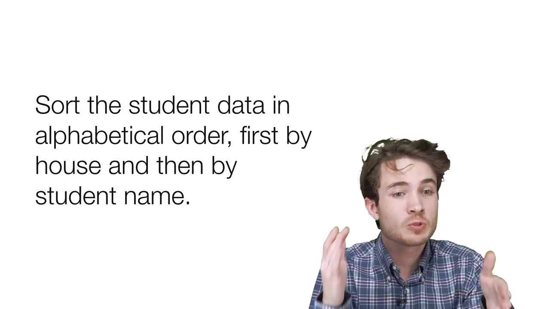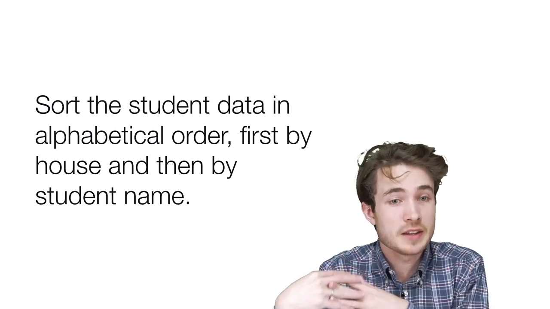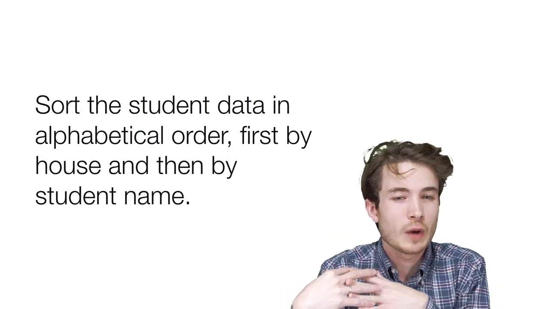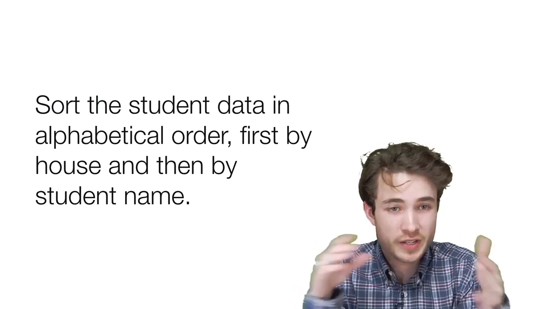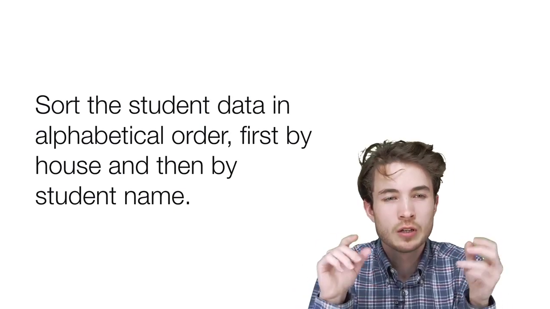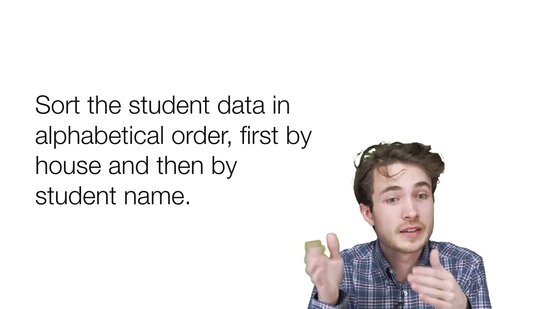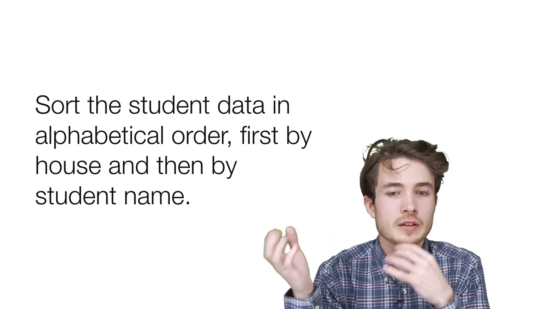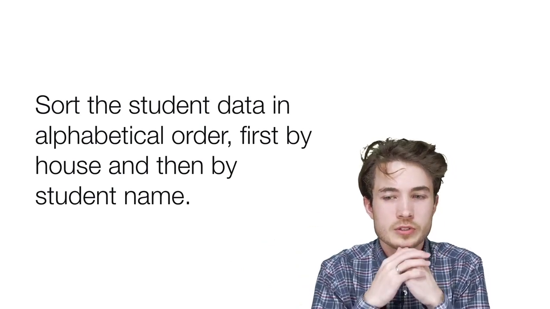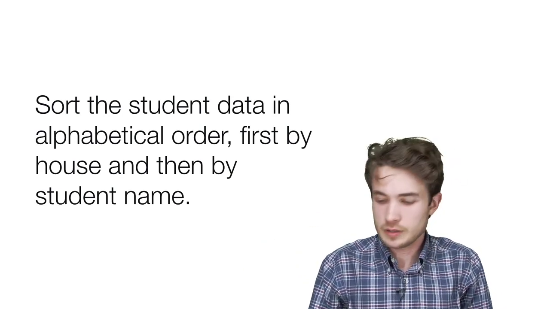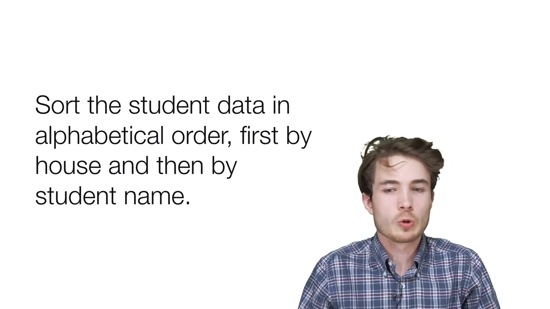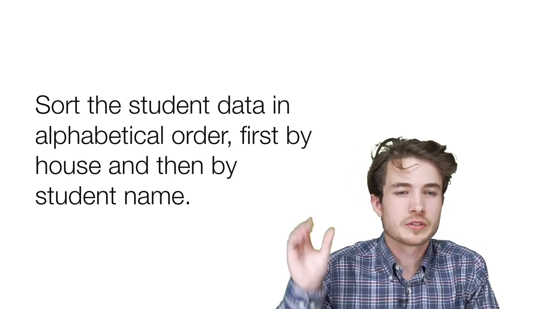So the question now is, let's say we wanted to sort the student data in alphabetical order, but have it first sorted by house and then by student name. So ideally, we should have all of our data from our table viewed now, but sorted first by house, alphabetical order, and then inside of each house sorted by name. So how could we do this, do you think? If you want to chime in the chat. How could we have this kind of multi-layered sort going on?